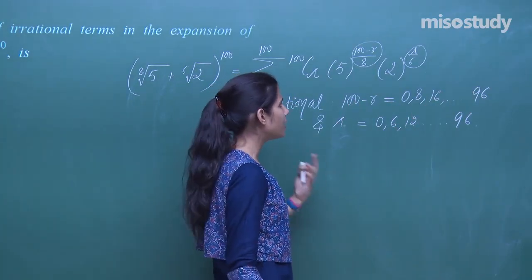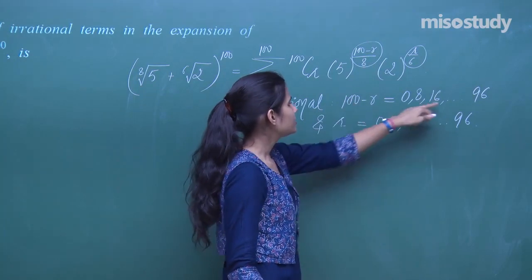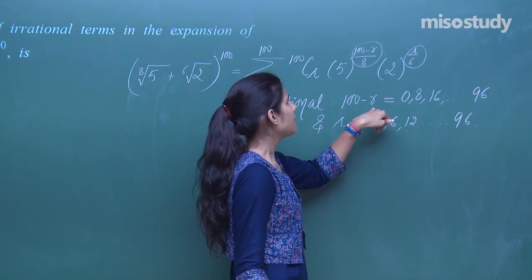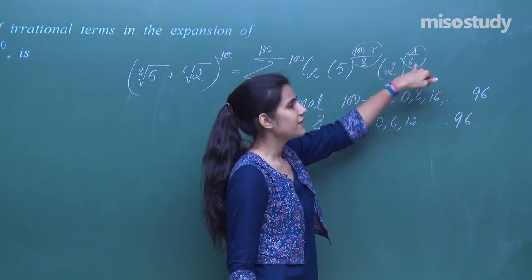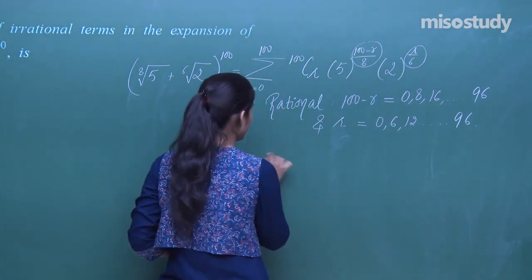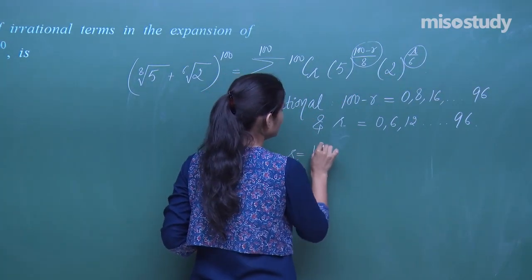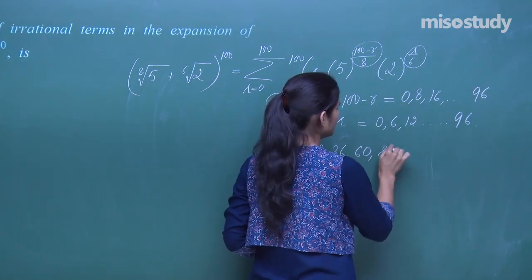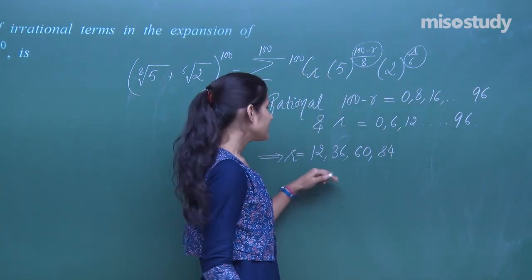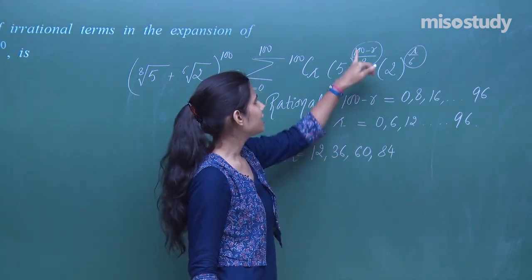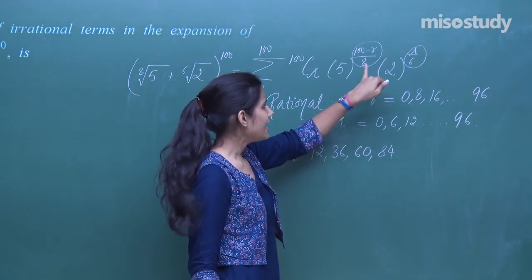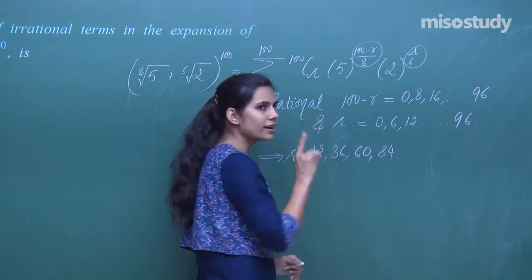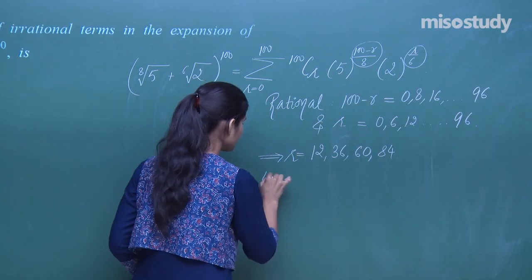That means what are the values of R which satisfy this also and this also? That means what are the values of R for which 100 minus R is divisible by 8 as well as R is divisible by 6. So I get 12, 36, 60 and 84. These are the 4 common values of R such that 100 minus R is divisible by 8 and R is divisible by 6. So for these values of R, I get 4 rational terms in the expansion.